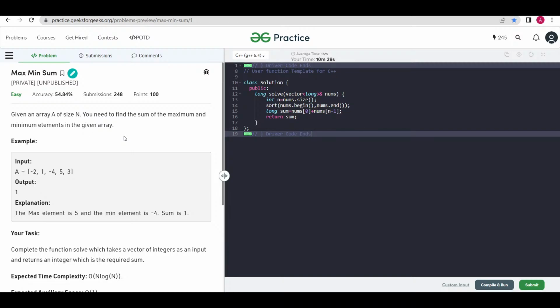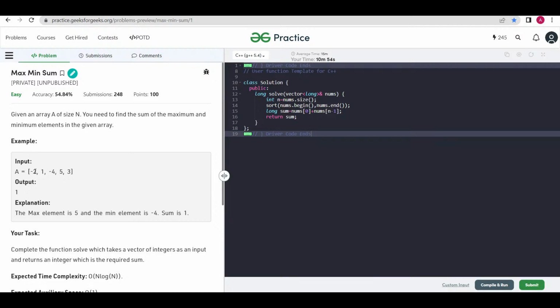Now moving to the coding part. The very first question we have got in this particular contest is the max min sum problem. In this problem, we are given an array of size n, and we have been given a condition that we need to find the sum of the maximum and minimum elements in the given array. So let me explain from the example as well.